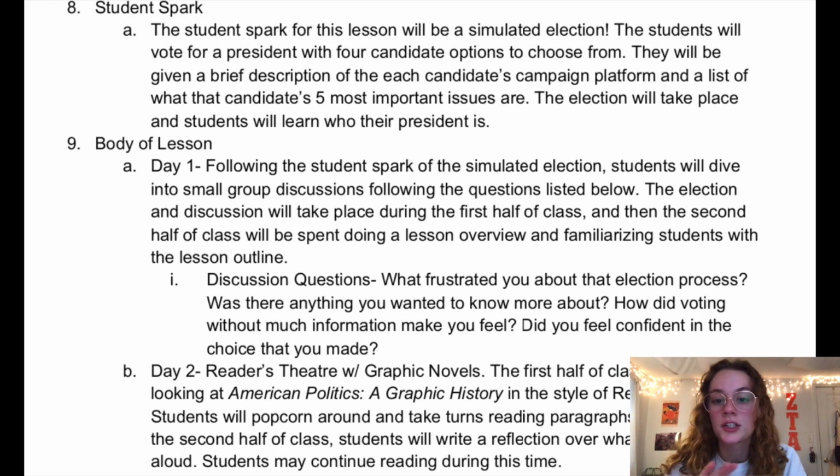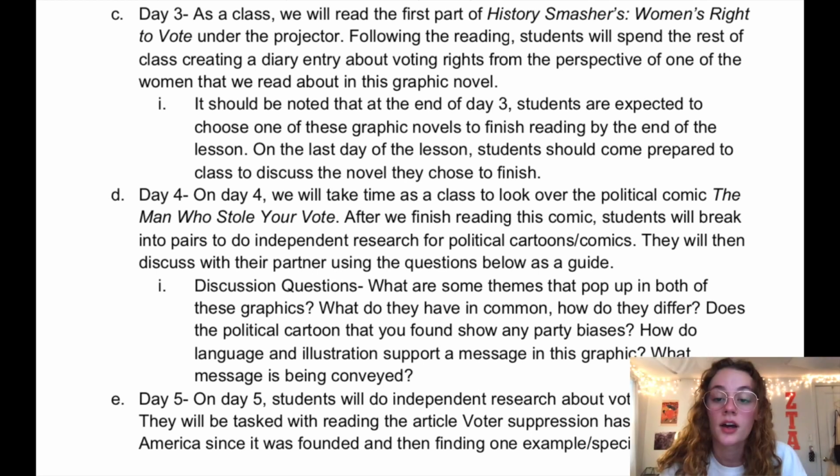For day 2, we're going to do readers theater with the graphic novels, and I chose to do readers theater and a couple other activities throughout this lesson because they are recommended from that Clark and Whitney article that we looked at earlier in the semester, and I always think that's a great resource for figuring out really interesting ways to get students engaged. On day 3 of this lesson, we will be reading the book History Smashers under the projector as a class, and following that, students will spend the rest of class time creating a diary entry from one of the perspectives of the women that we read about in the book.